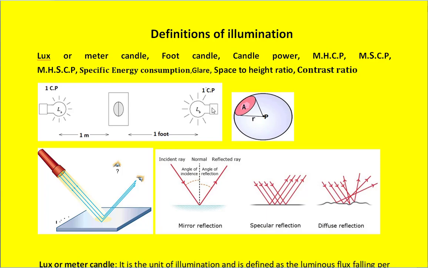Similarly, there is a light source whose luminous intensity is 1 cp and which is situated 1 foot away from the screen. Again, the screen is perpendicular to the rays of the light source, and this is the sphere. Part of the sphere is the area that is taken, and this area is making an angle here such that it makes one solid angle, that is steradian.